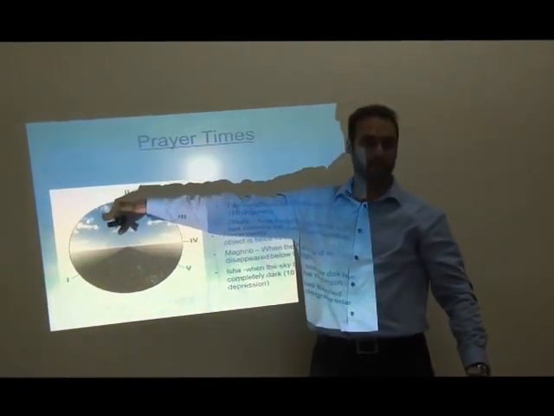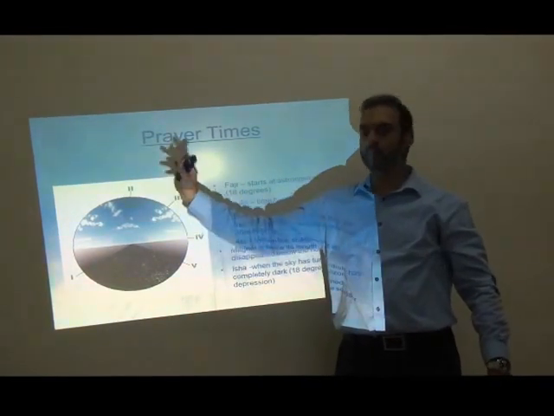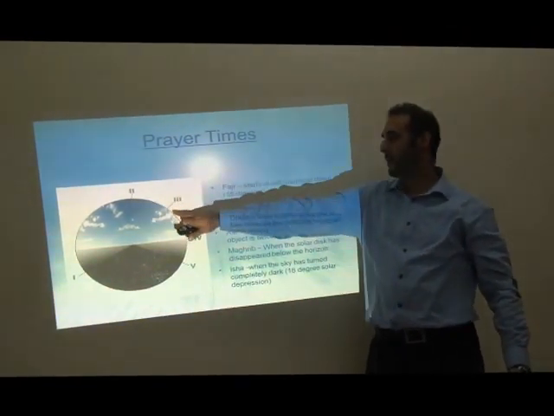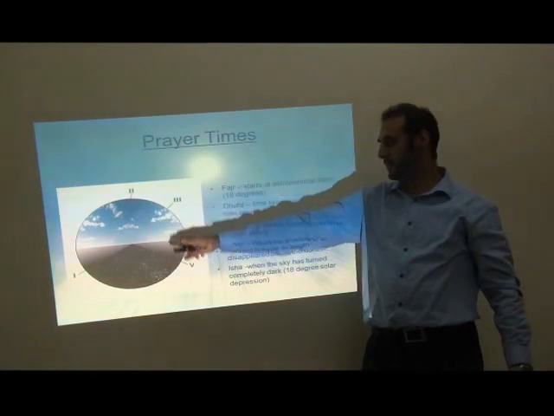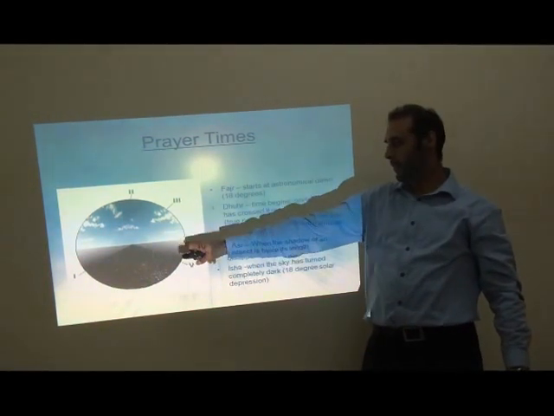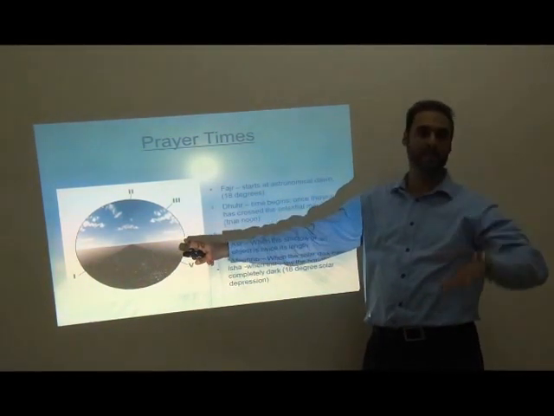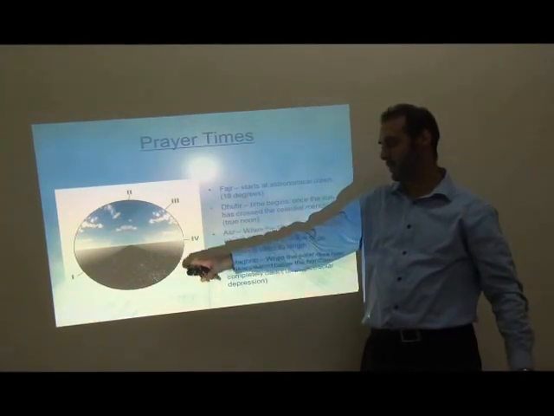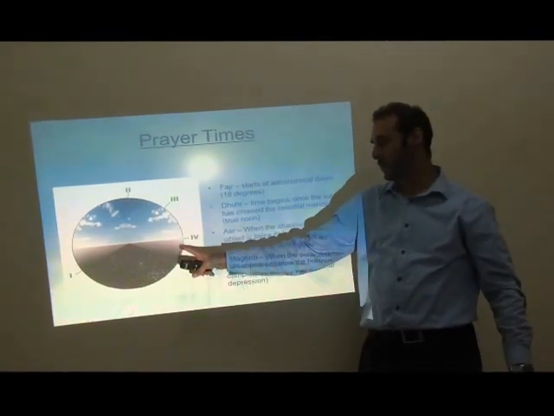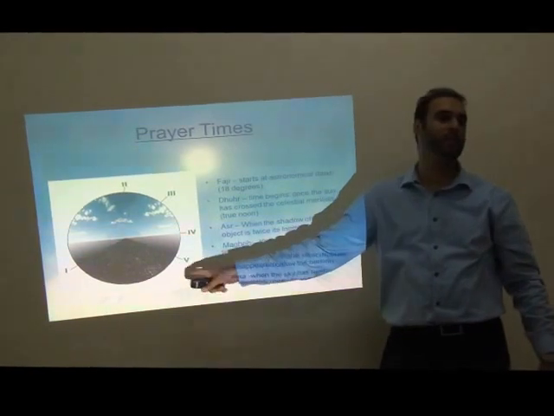That's the sun at its highest point. Just past its highest point is Dhuhr, and then mid-afternoon, Asr, and then when the sun's solar disk completely disappears below the horizon, Maghrib, and then you get twilight, and then you have Isha.